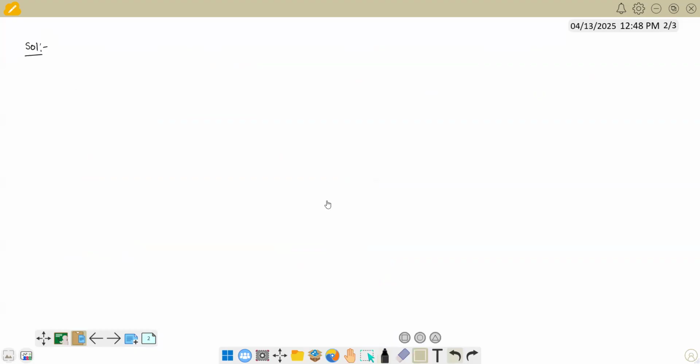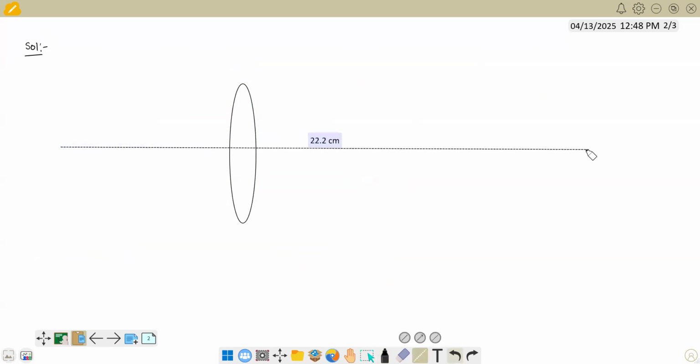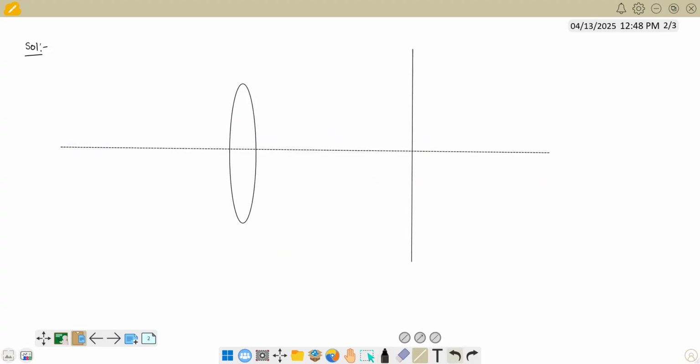So suppose we have a convex lens, and we have an object and a screen. Imagine that this is the principal axis and here we have a screen where the image is formed. Let us assume that this is the position of the object, and he has given the distance between the object and the screen. This length is given as x.